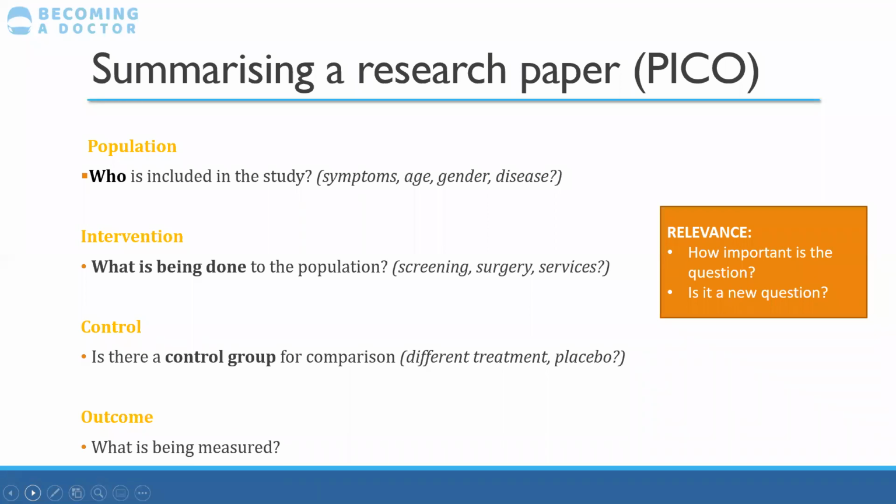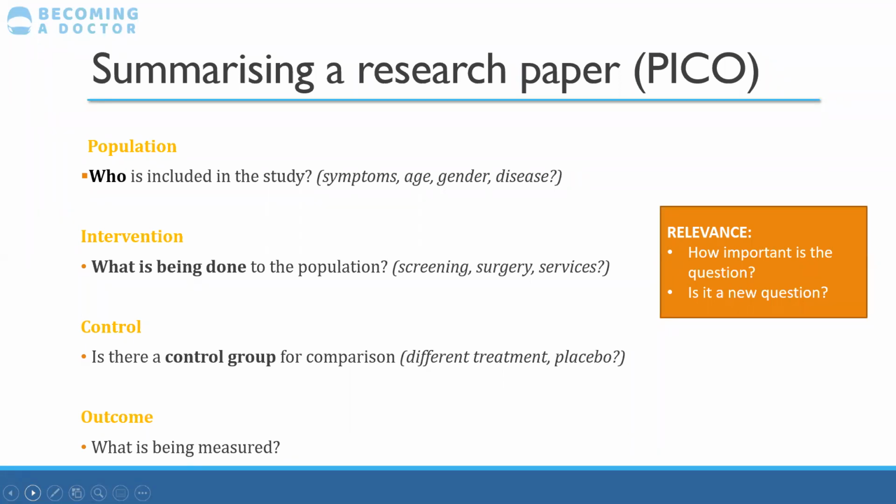So population, thinking about who it is who's included in the study, who is it looking at? Is it looking at a particular population with a certain symptom, of a certain age, gender, or of a particular disease? Thinking about what's being done to that population. So are they undergoing screening? Are they undergoing a surgical procedure or being given a particular service in hospital?